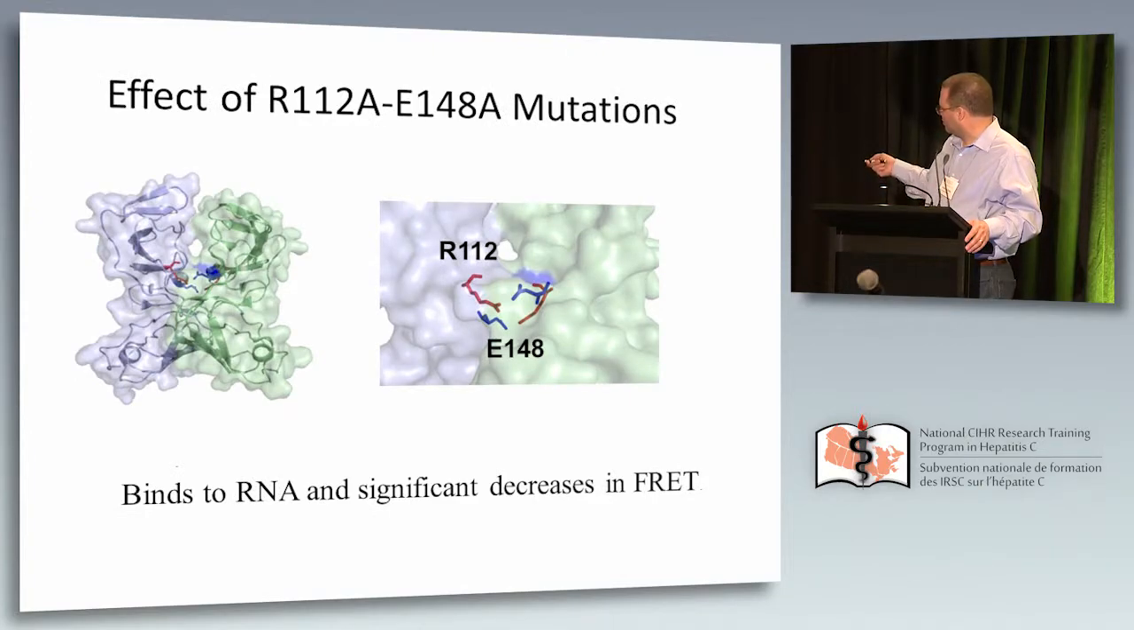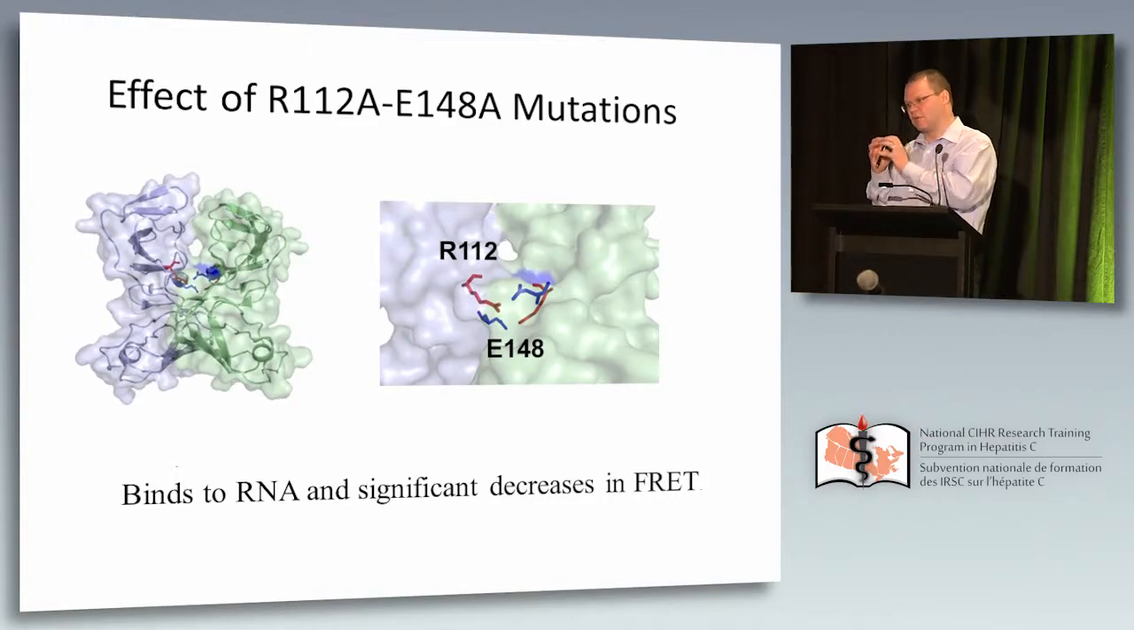We did a similar experiment with the closed structure, picking another pair of important residues at the interface, and we see now that RNA binding increases and the FRET signal decreases. So this is the opposite switch, from a closed structure to an open structure.